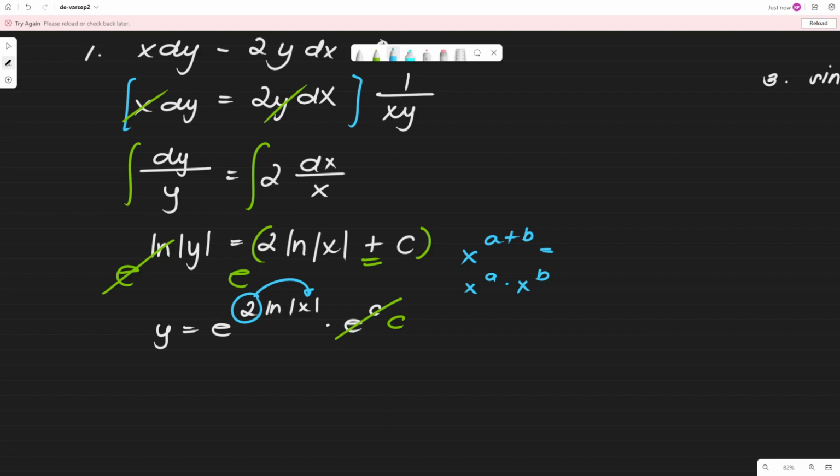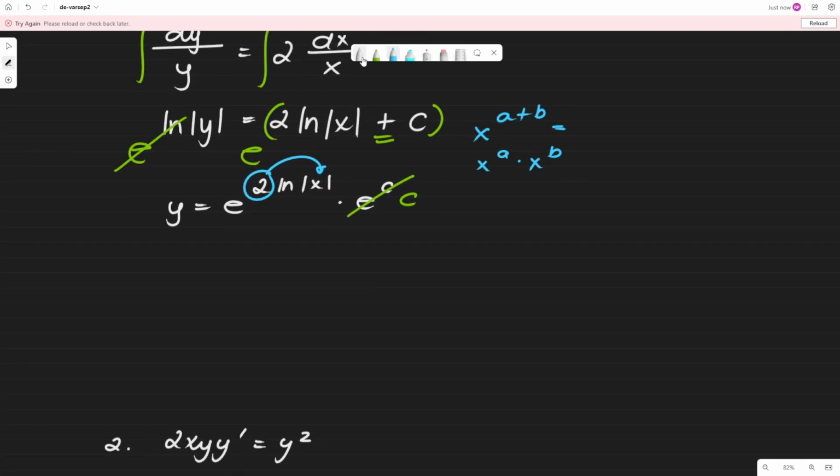Kasi hindi natin pwedeng i-operate yung makaka-cancel yung e and yung ln kung meron tayong coefficient ng ln not equal to 1. So, this needs to be changed into an exponent. So, kapag na-change na, we will have y is equal to e raised to ln of x squared, multiplied to c. Then that's the time that we can cancel this one.